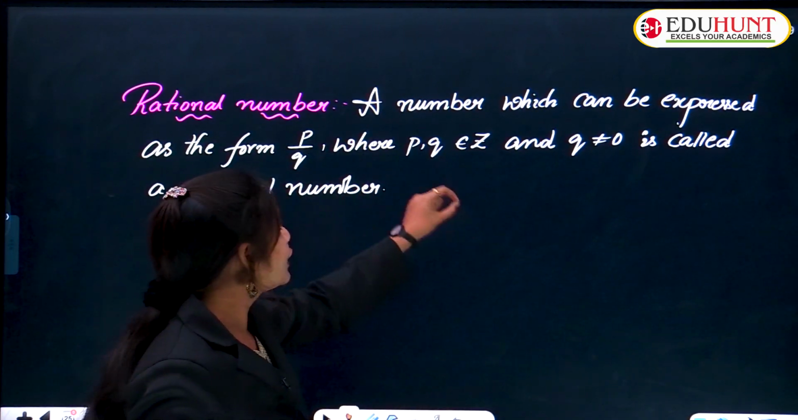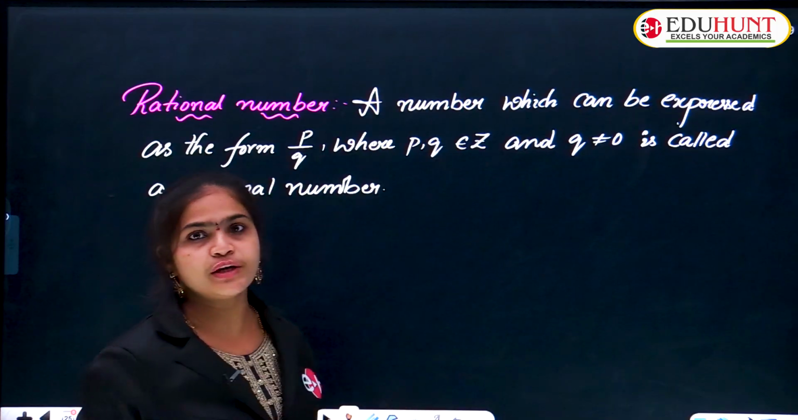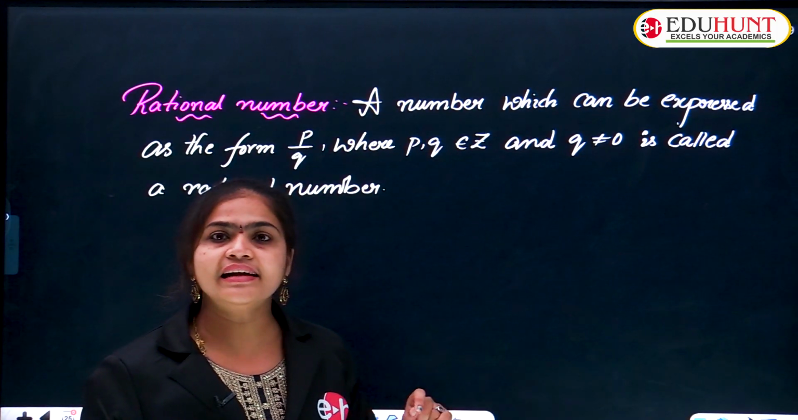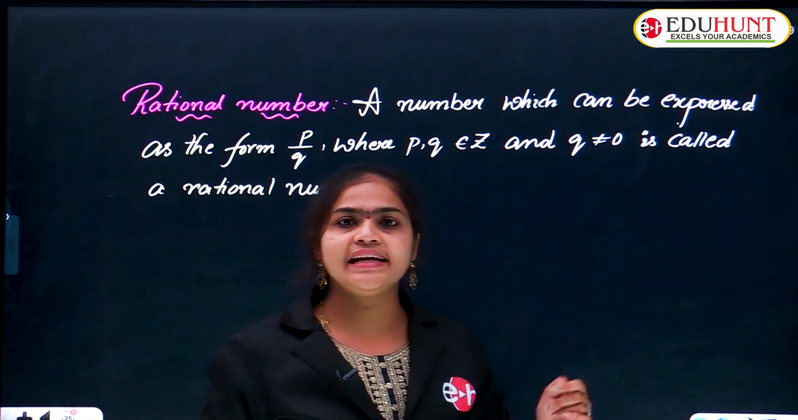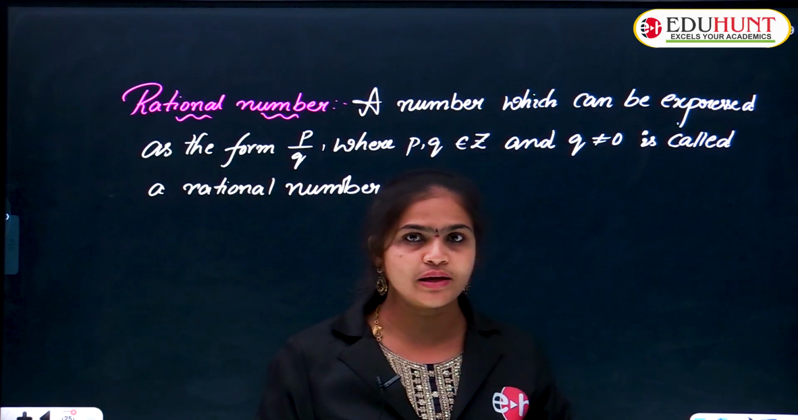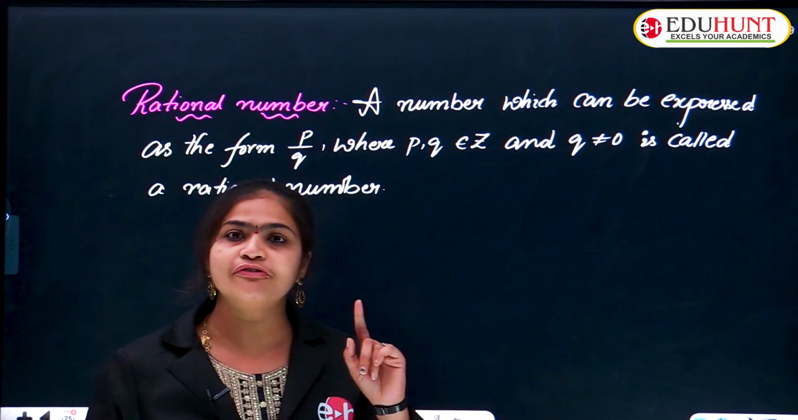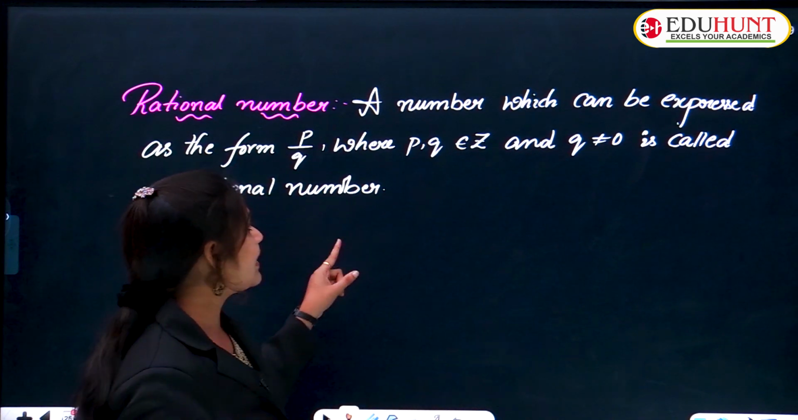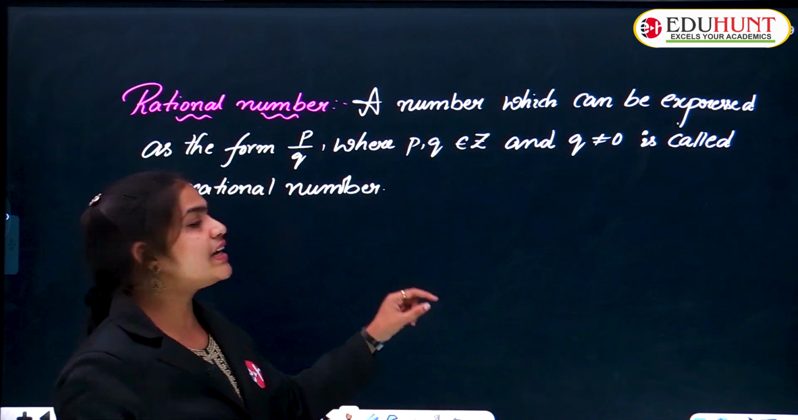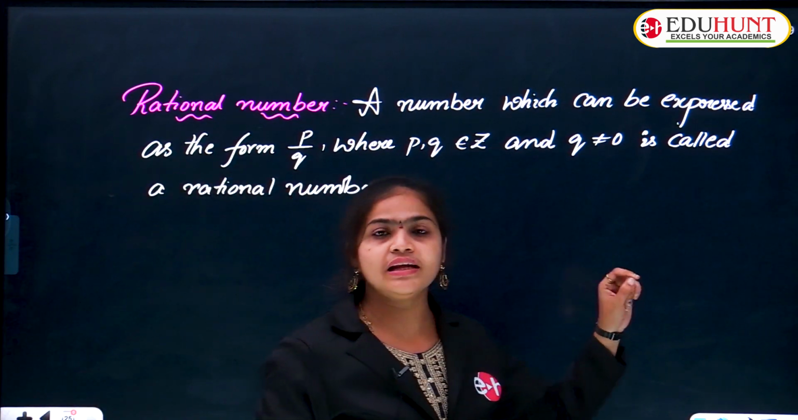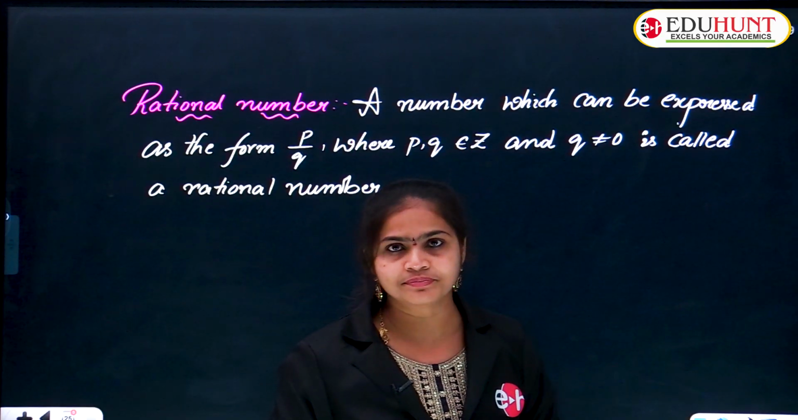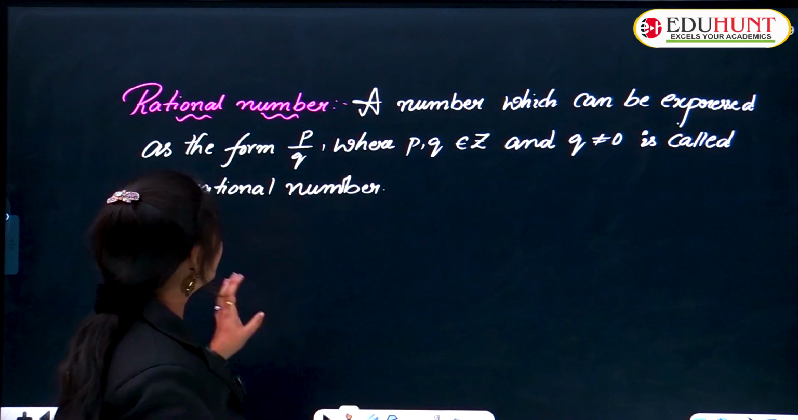Why? Because Q is at the place of the denominator. In the A by B form, A is an integer and B is also an integer, but the B value should not be equal to 0. Why? Because if B is equal to 0, then it is undefined. In the same way here also, if Q is equal to 0, then the value is undefined.